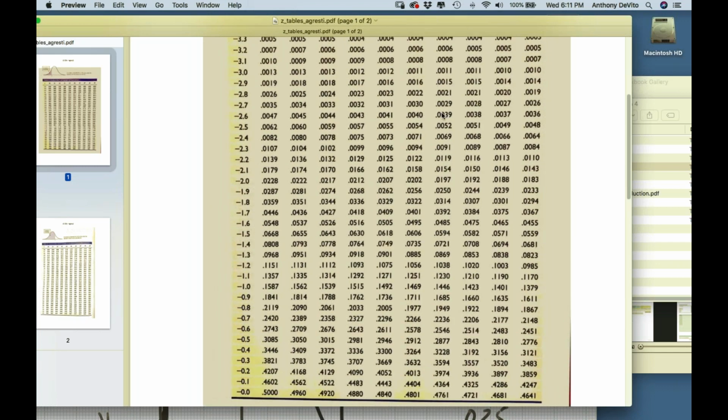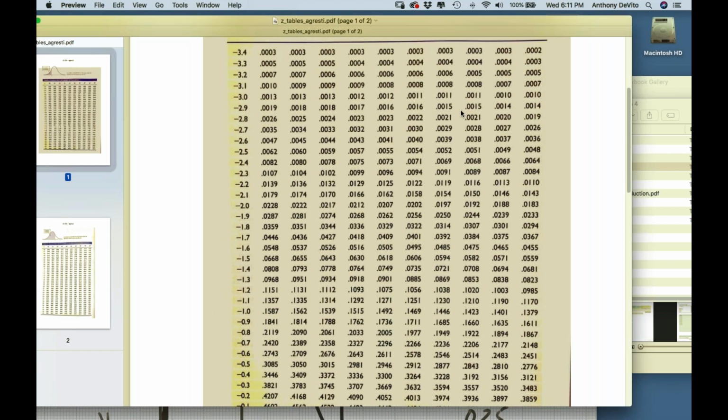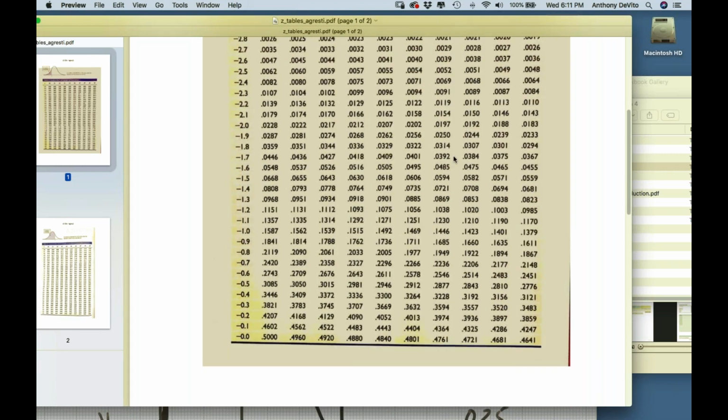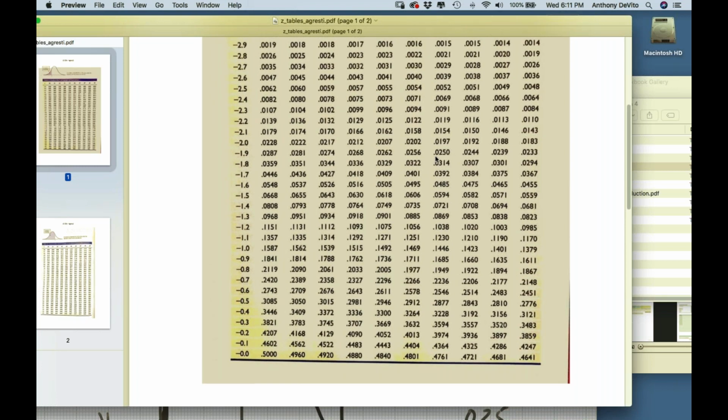0.025, let's see, 21, 29, 27, where is it? Let's see. I'm looking at... here it is right there. There it is right there. Okay, 0.025. Well, what z-score is that?